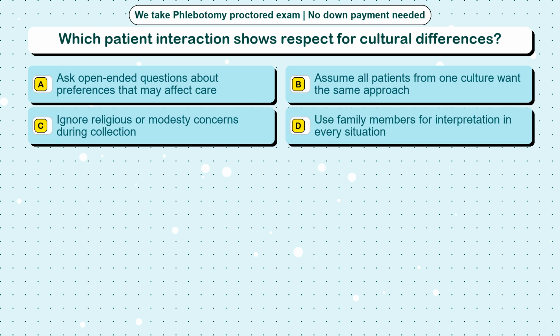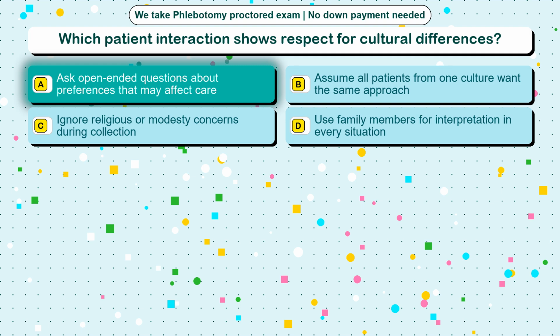Question 27. Which patient interaction shows respect for cultural differences? Option A. Ask open-ended questions about preferences that may affect care. Option B. Assume all patients from one culture want the same approach. Option C. Ignore religious or modesty concerns during collection. Option D. Use family members for interpretation in every situation.